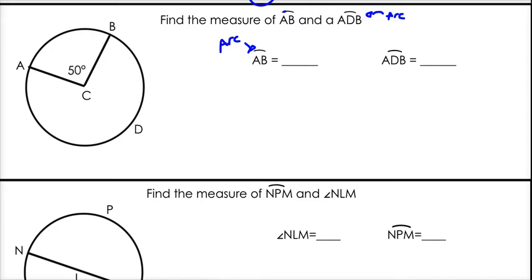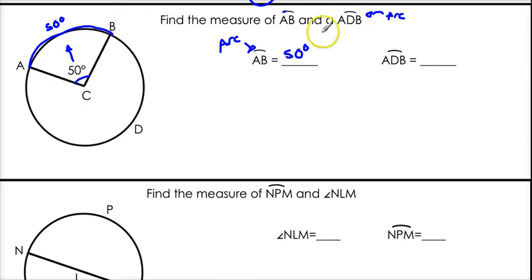So let's start with arc AB. So arc AB is right here. Okay, we go from A to B. Now, since the central angle is 50 degrees, we also know that the arc is also 50 degrees. Arc AB is also 50 degrees.